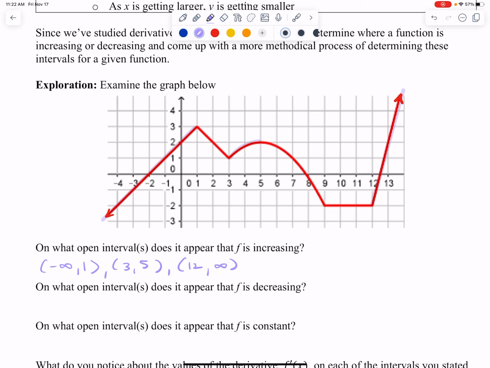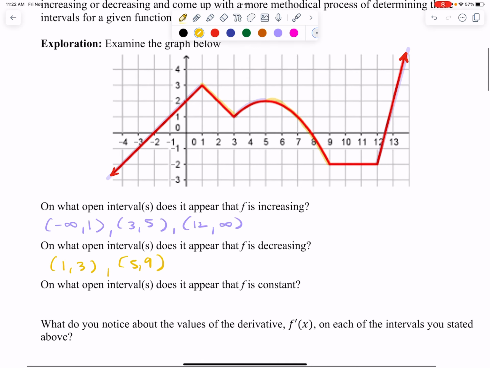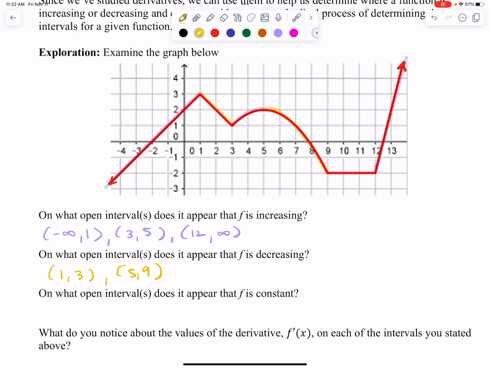Okay, and then for where f is decreasing, I would say from 1 to 3 and 5 to 9. It looks like just those two intervals. And then last question, for where it looks like f is constant, that would be from 9 to 12.